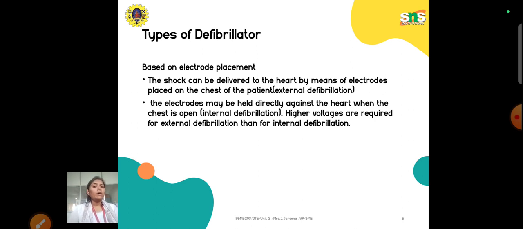One is based on electrode placement. If you are placing the electrode outside of the body, then it is called an external defibrillator. And if you are placing the electrodes directly against the heart, then it is called an internal defibrillator. That is based on the mode of application, where the electrode is making contact with the heart. It has been classified into two types: one is external defibrillator, another one is internal defibrillator.